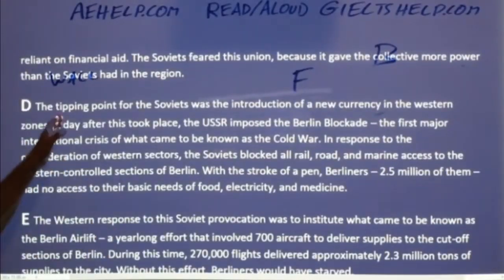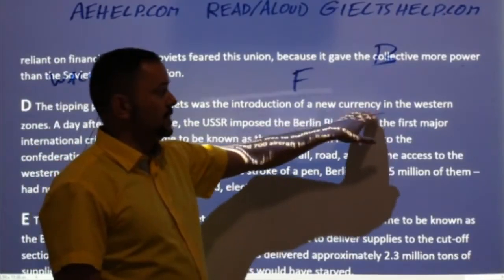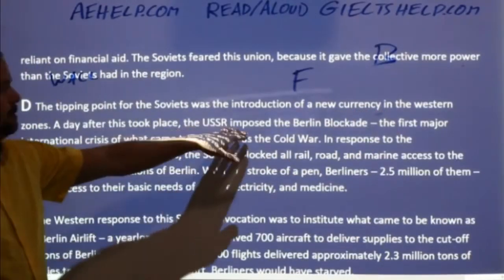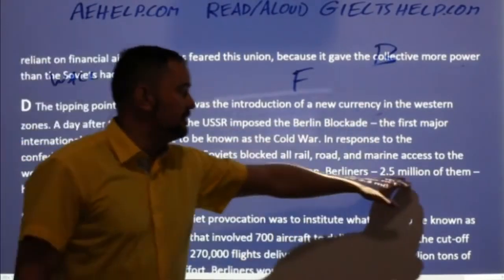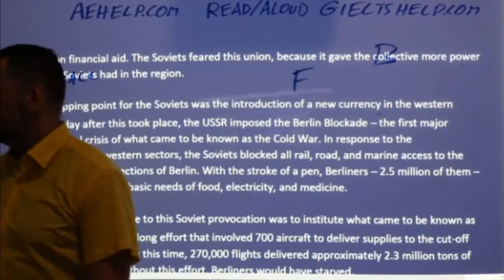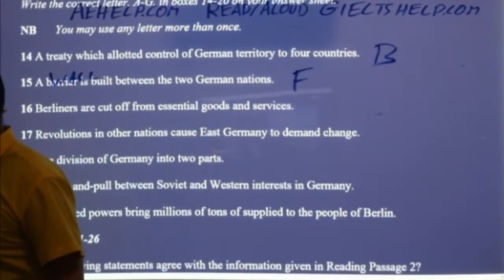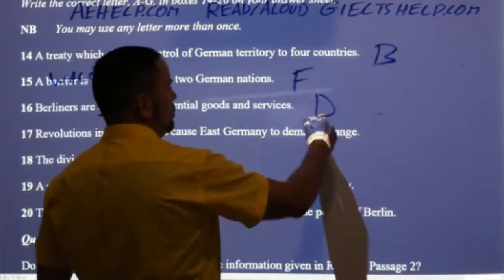Okay. The tipping point for the Soviets was the introduction of a new currency, so the new money in Western zones. A day after this took place, they imposed the Berlin blockade. Okay, 2.5 million people had no access. No access means cut off, so very good. Okay, look how clever many of you are with this, right? Because you're doing active reading, so you're just flying through.